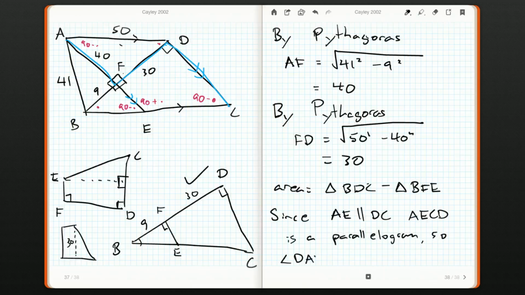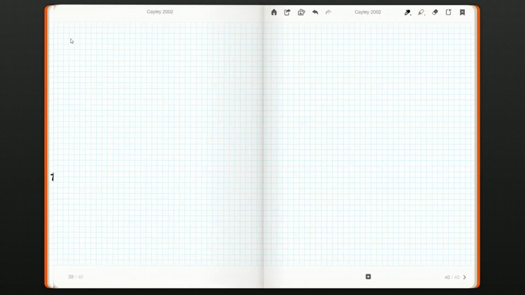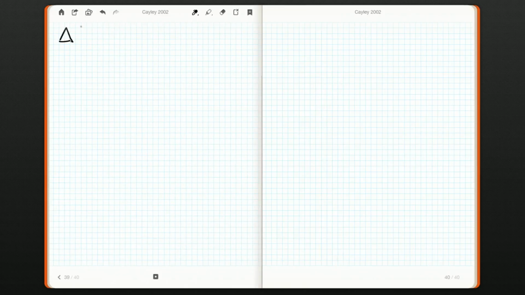So angle DAF is the same as angle DCB. And so we have a whole bunch of similar triangles. So triangle ADF is similar to CDB, which is similar to triangle EFB. And let's just make sure we got the order right.